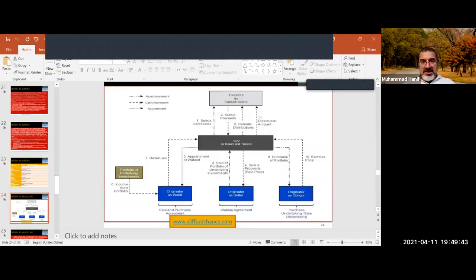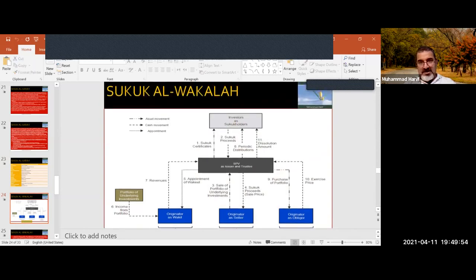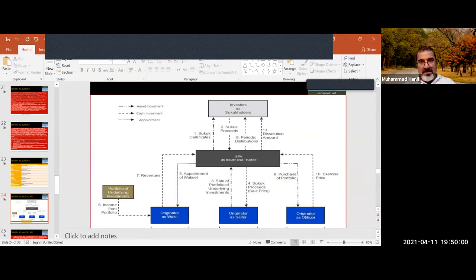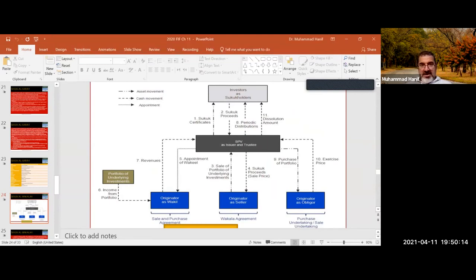Another example of Sukuk, this is a Sukuk al Wakalah. So see the details of Sukuk al Wakalah. Under Sukuk al Wakalah, at number 1, Sukuk certificate is issued. Number 2, money is coming to you as an SPV. Number 3, you are buying a portfolio of underlying investments. And number 4, you are giving that money to the originator from whom you buy this portfolio of investment.